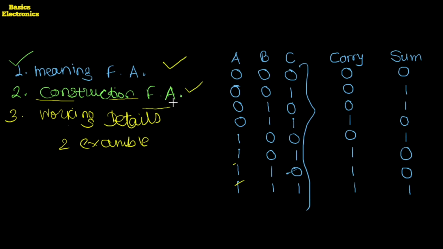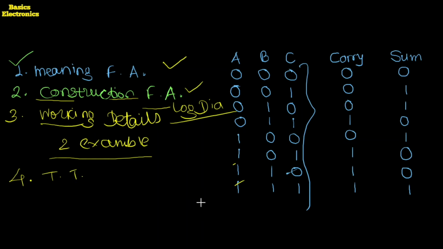After construction you have to draw the logical diagram. The logical diagram and the construction are the same, but we have to write a few lines about the logical diagram. Then in the working details you have to take the two examples, and at last you have to draw the truth table. Along with the logical diagram, if there is space, then you can draw the symbol of the full adder.